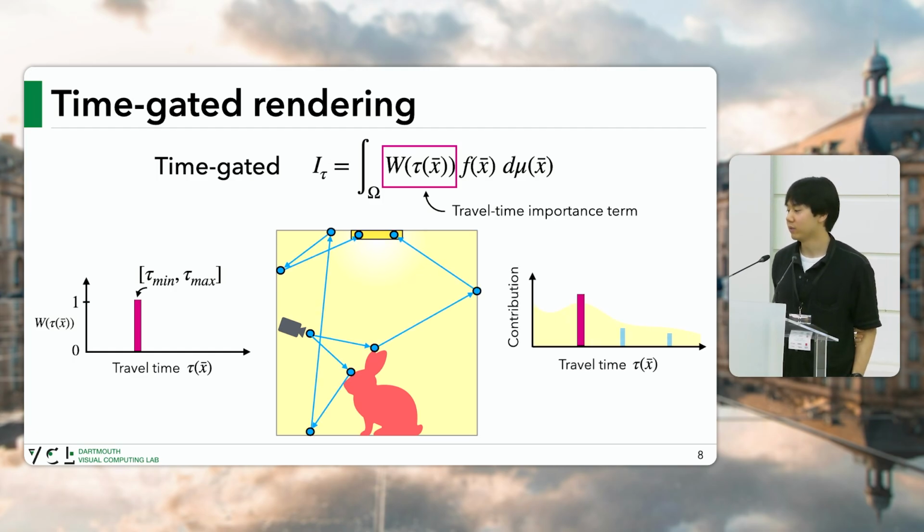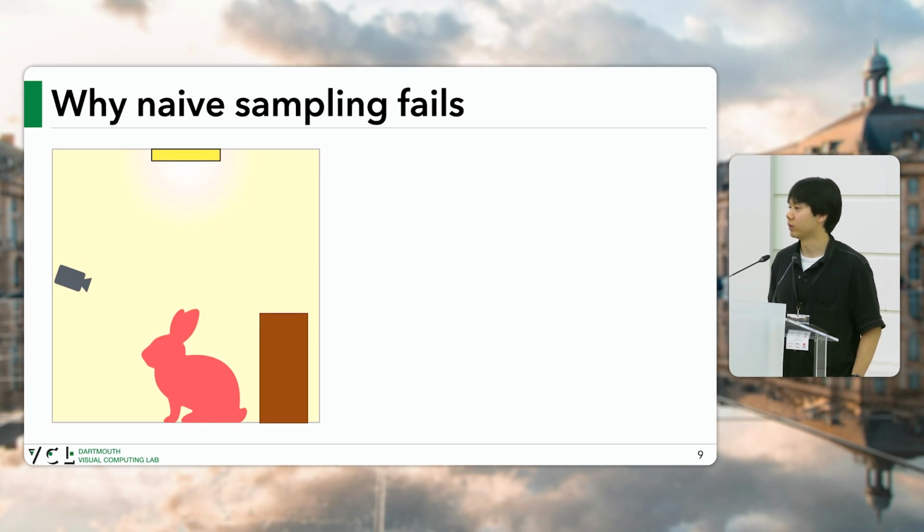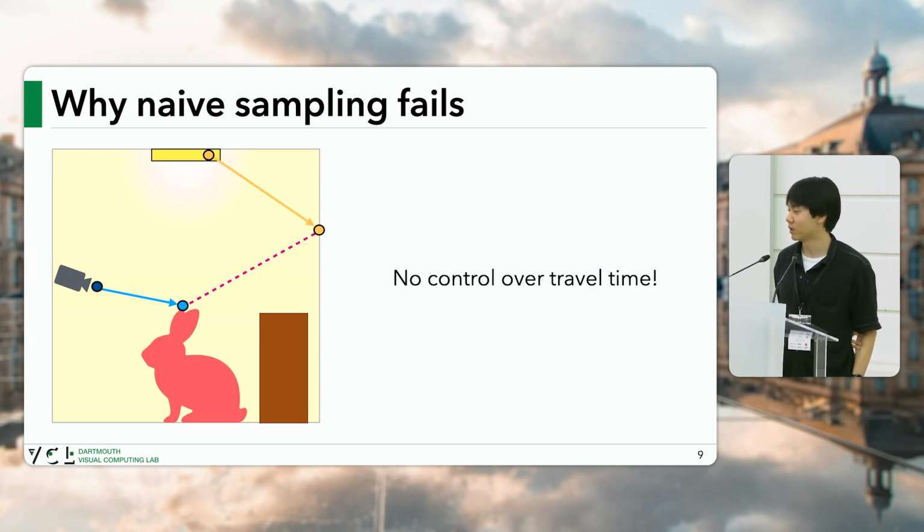And note that if we trace naively, narrow gates can make it hard to sample a path of the right length. So why is this hard to sample? If you look at bidirectional methods where we trace a sensor subpath and a light subpath with no knowledge of the time gate, once both of these subpaths are fixed, connecting them leaves no sampling decision. So the connection distance, and therefore the total duration of the path, is whatever it happens to be.